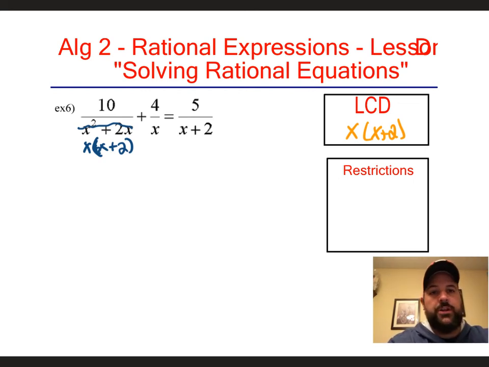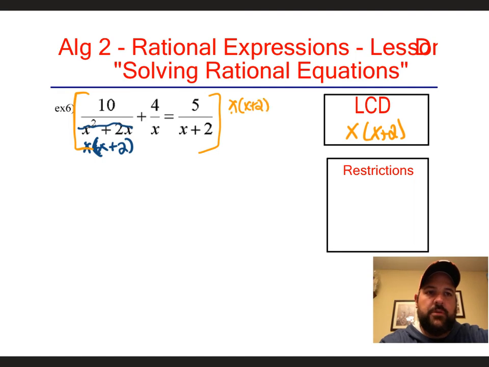So now what we're going to do is we're going to multiply everything in here on both sides by x times x plus 2 all over 1. So go ahead, multiply each fraction by that expression, and let's see what cancels out.